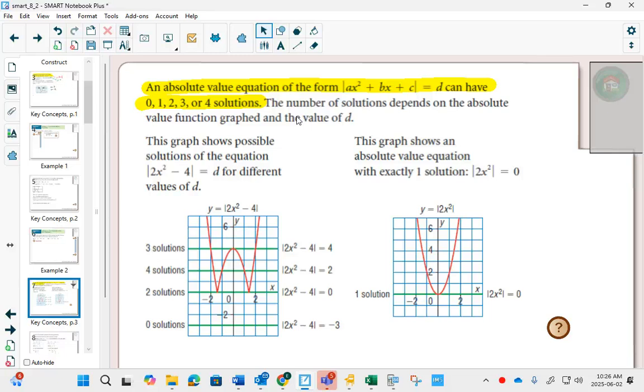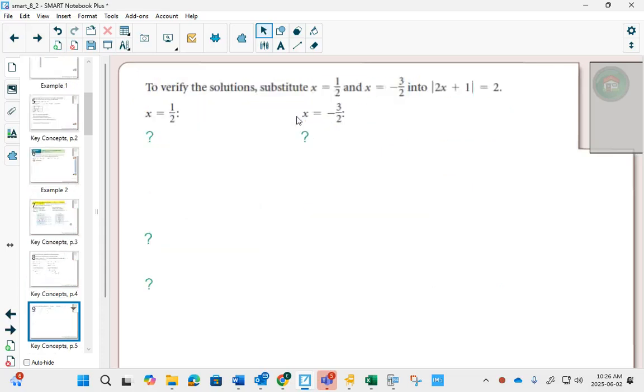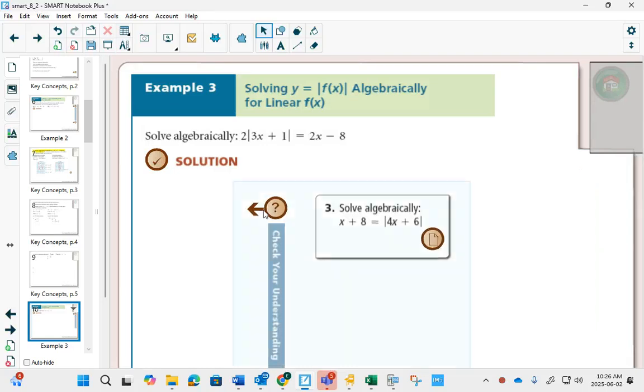So what we're going to look at next is the algebraic methods more. So we'll go to example 3.